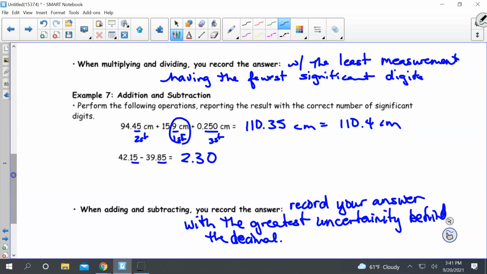The greatest uncertainty will have the fewest places behind the decimal. So that's the difference. Adding and subtracting, you only look behind the decimal. Multiplying and dividing, you look at the entire measurement.